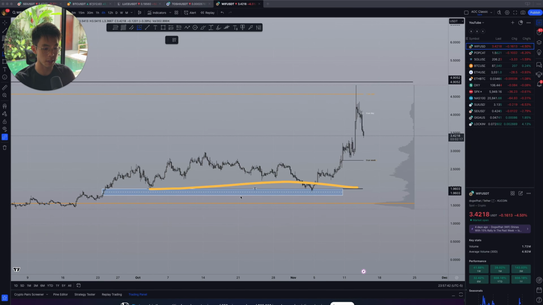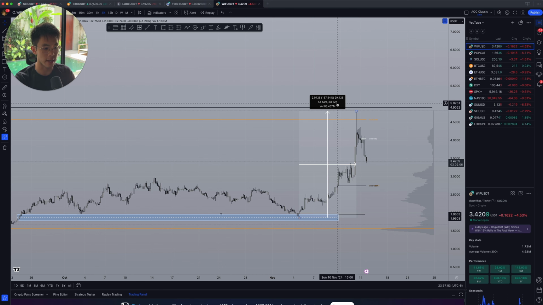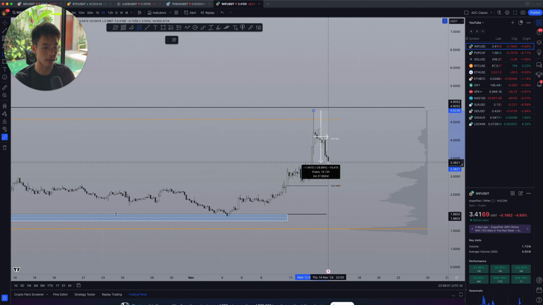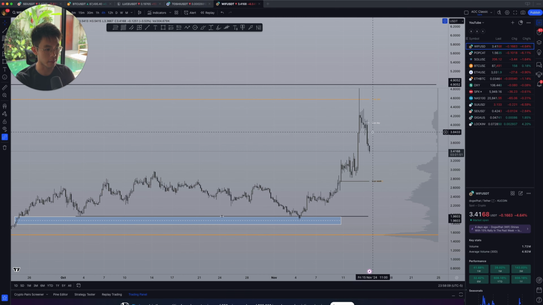So WIF recently swept this liquidity over here, filled in the fair value gap over here, and proceeded to more than double within 8 days. Now currently, WIF is taking a pretty big dump of about 30%. And this leads a lot of people to the question of what's next? Where is the area to buy the dip?